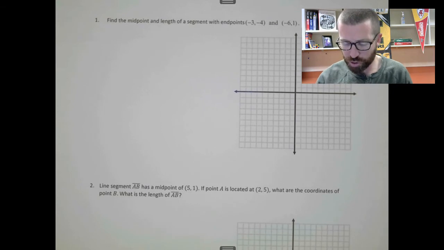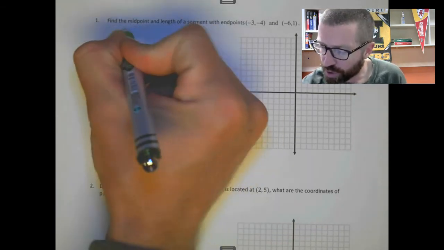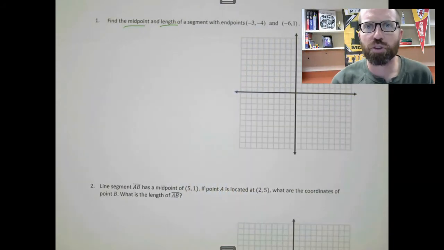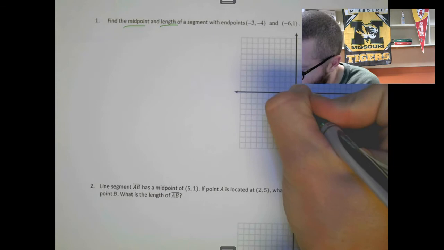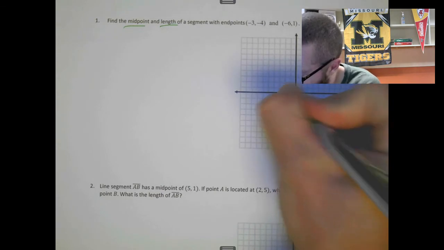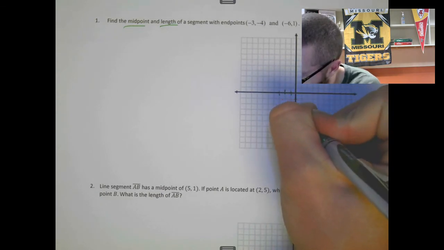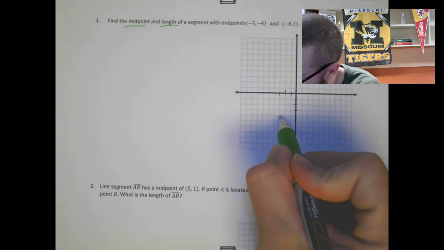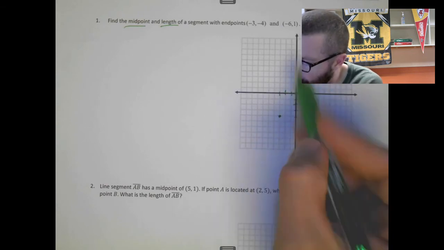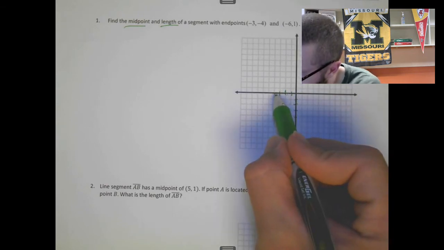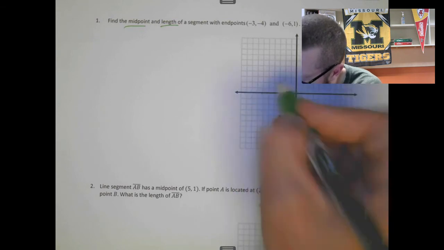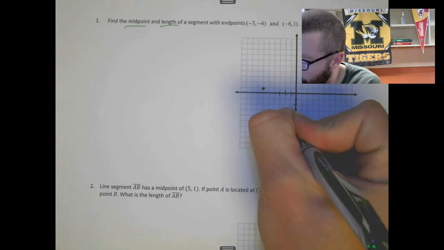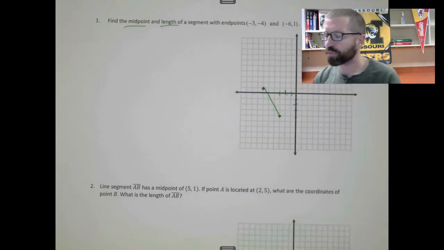Okay, so this says two things: find the midpoint and the length of the segment with these endpoints. Now, I always recommend, if a problem gives you points, to plot them. It's a good way to check your work. It's also a good test-taking strategy. So we're down here at (-3, -4). And then (-6, 1). 4, 5, 6, and then 1. So we have this length we're looking for and the midpoint.